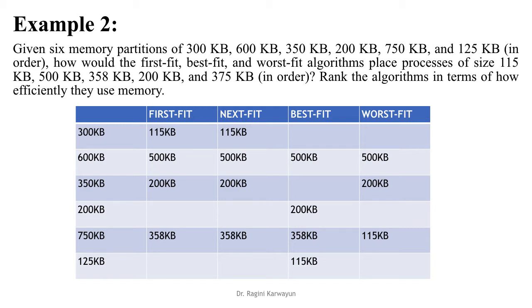Now the next process is 358. You start, and the first two holes are occupied. 350 cannot accommodate 358, 200 cannot accommodate 358, 750 can accommodate 358, so the 358 process will be allocated the 750 kb partition. The next process is 200. You will start your search from 300 kb.